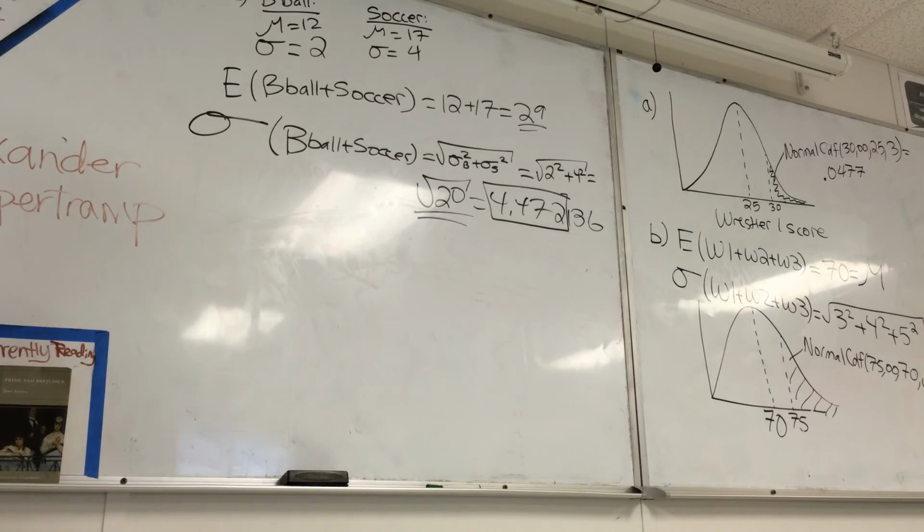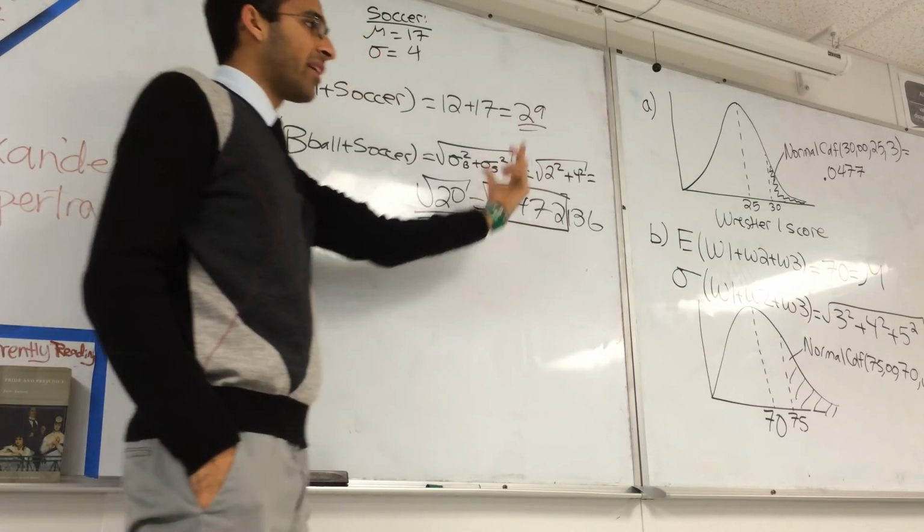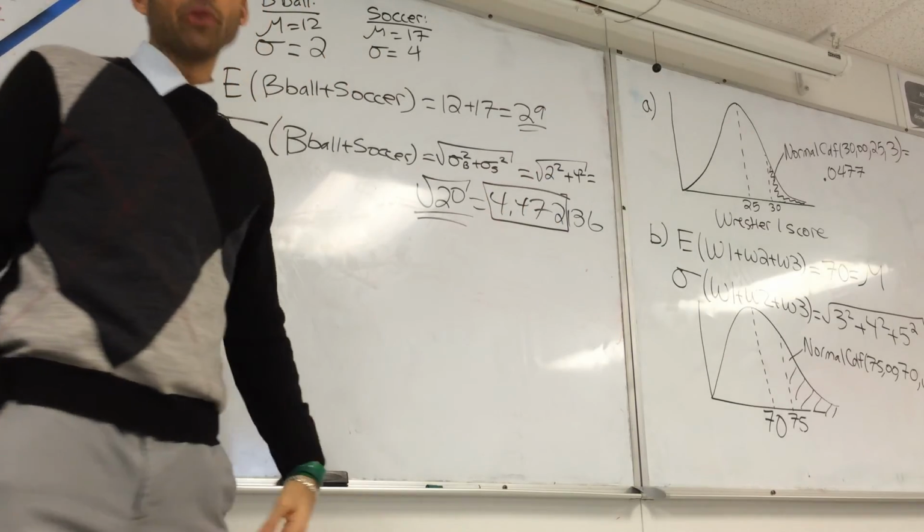Wouldn't that be the answer? So 29 and 4.4. This is the expected value, and this is the standard deviation. So both of them.